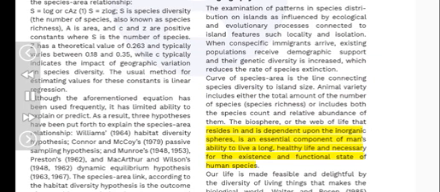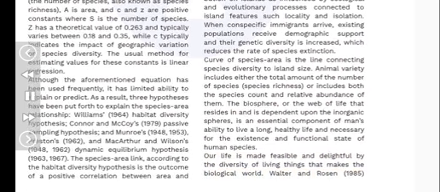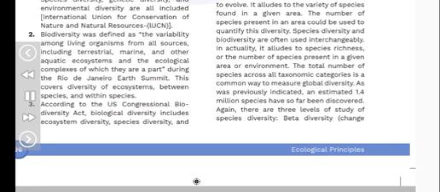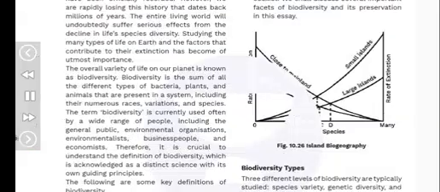The biosphere, or the web of life that is dependent upon the inorganic spheres, is an essential component of man's ability to live a long, healthy life and necessary for the existence and functional state of the human species. Our life is made feasible and delightful by the diversity of living things that makes up the biological world. Walter and Rosen, 1985, first used the term biodiversity, which is the shorthand for biological diversity.